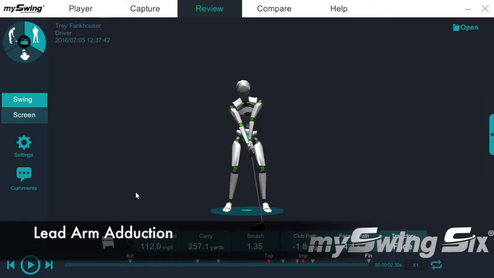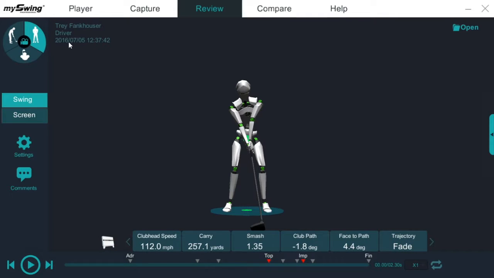Hi guys, continuing the MySwing 6 video series looking at the fourth feature, lead arm adduction. We've got a scratch golfer here, 24-year-old, about 6'4", has a pretty long wingspan, very tall athletic player. As you can see, again, the graphs are hidden and we've got the FlightScope data at the bottom.